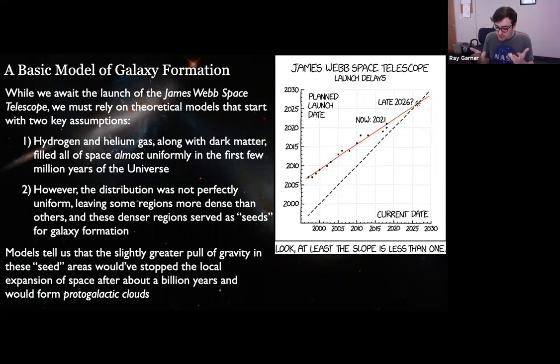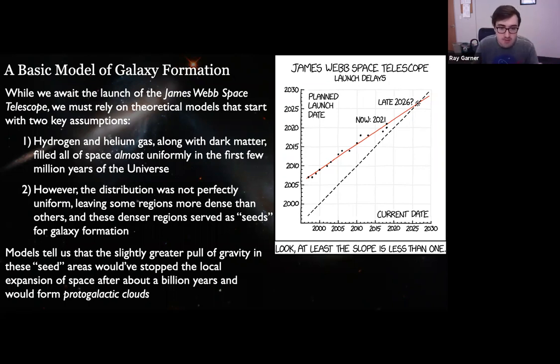And those models show that the slightly greater pull of gravity around the enhanced density seeds would have halted the expansion of these regions within about 1 billion years, even as the universe as a whole continued to expand. And the material in these regions then contracted into protogalactic clouds, much like the stuff that formed the Milky Way.